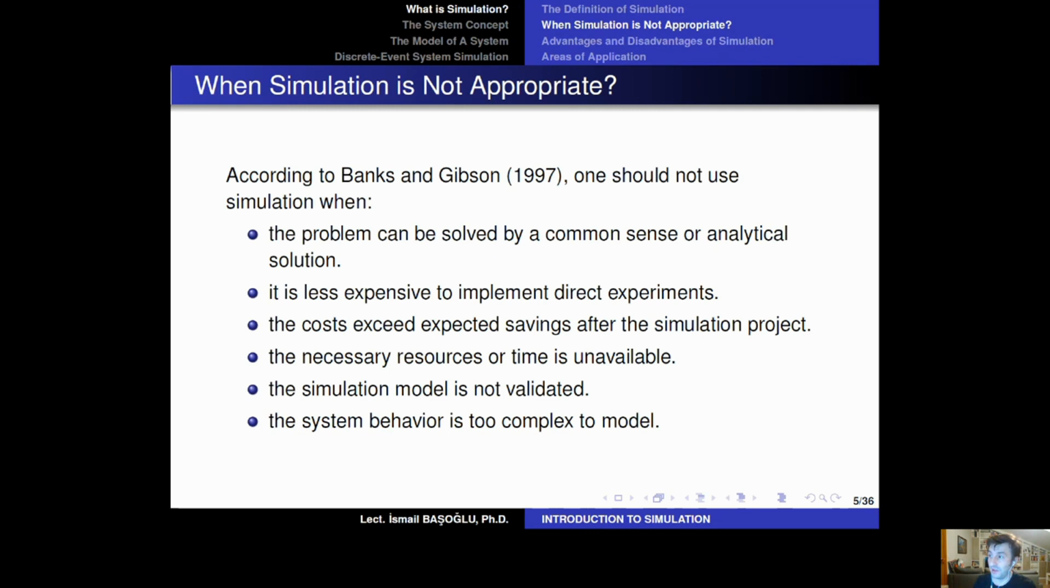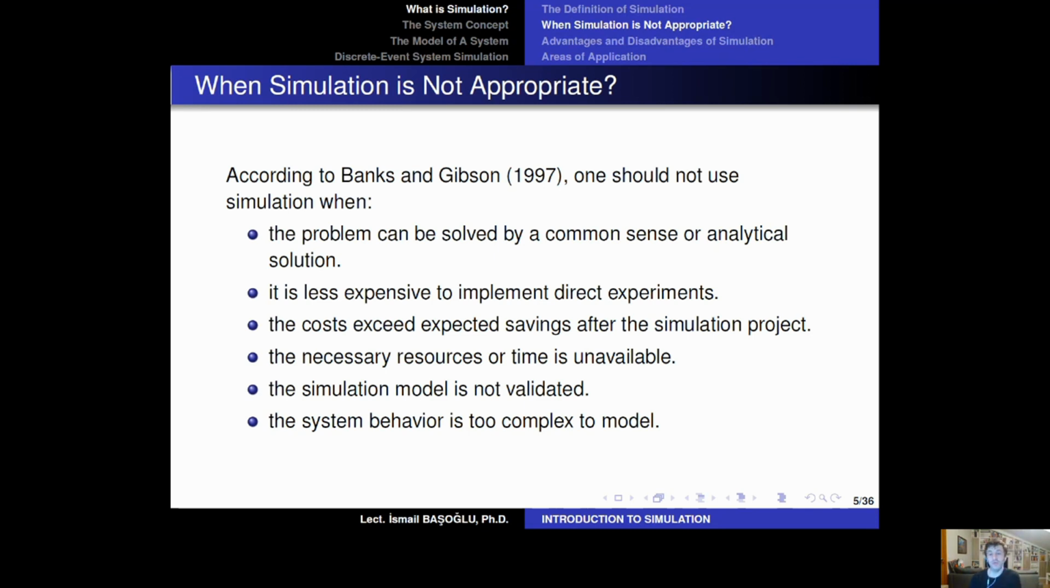However, if the change that we are going to make on the system is not very expensive, in fact, less expensive than creating a simulation project, why should we use a simulation methodology to solve the problem again? So again, the simulation would not be an appropriate tool to use here. And if the costs exceed expected savings after the simulation project, again, we should not use it as a solution methodology.